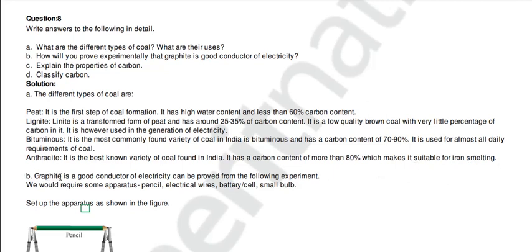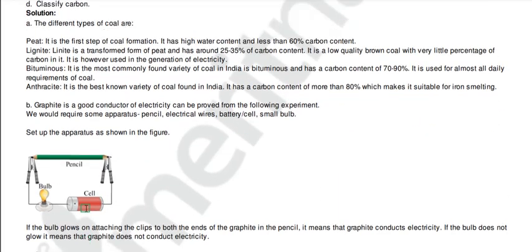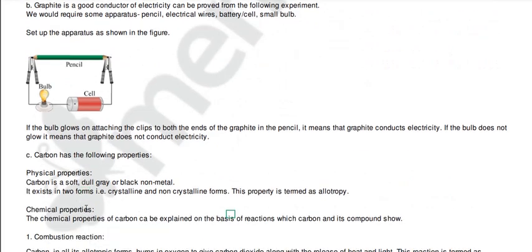B. Graphite is a good conductor of electricity, which can be proved from the following experiment. We would require some apparatus: pencil, electrical wires, battery/cell, small bulb. Set up the apparatus as shown in the figure. If the bulb glows on attaching the clips to both the ends of the graphite in the pencil, it means that graphite conducts electricity. If the bulb does not glow, it means that graphite does not conduct electricity.